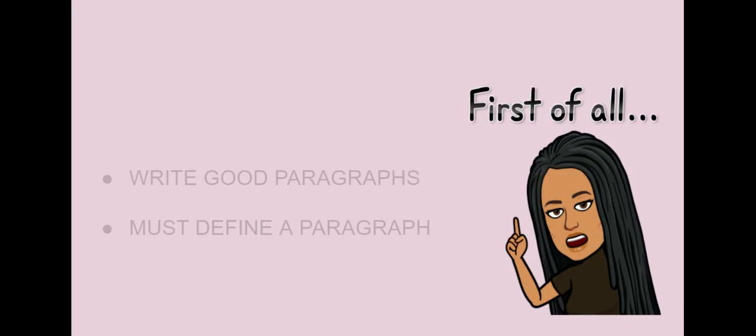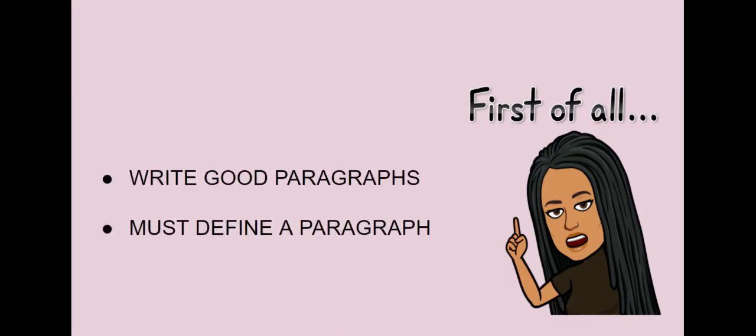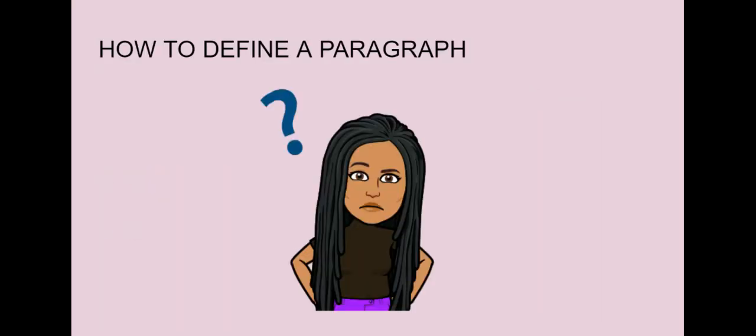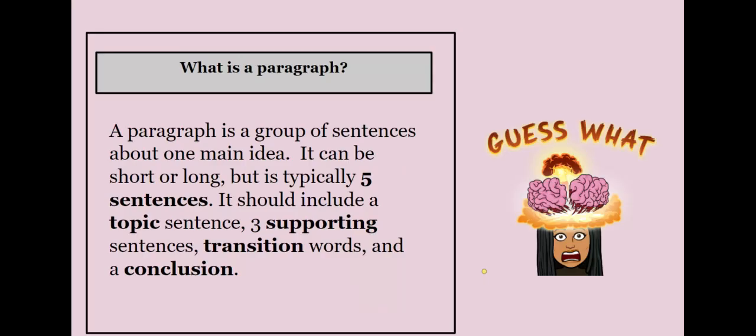Now, first of all, before you actually start writing, you have to know how to write good paragraphs. And so we're going to define exactly what is a good paragraph. Well, a paragraph is a group of sentences about one main idea. It can be short or long, but typically it's about 5 sentences. Now, you should always have a topic sentence, 3 supporting sentences at least, some transition words, and a conclusion sentence. So let's delve into this a little bit deeper.